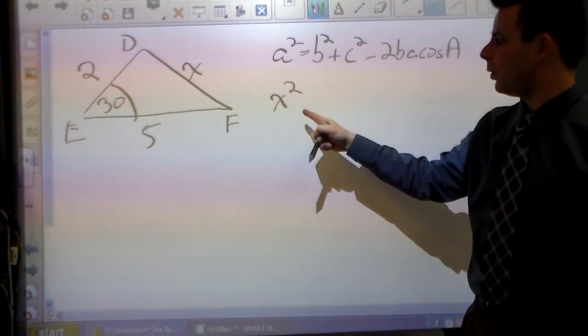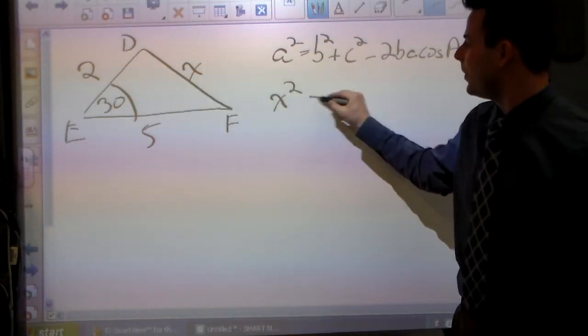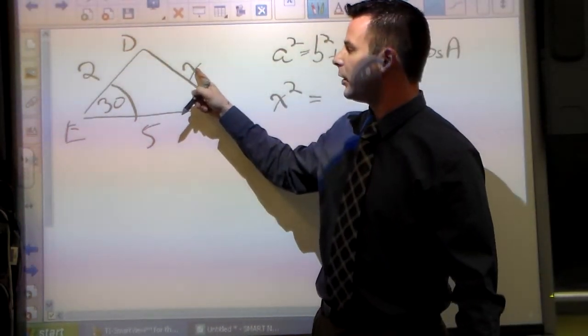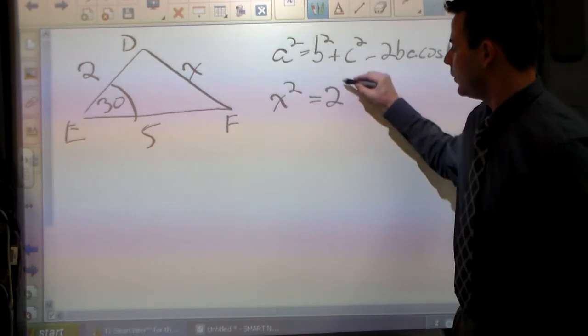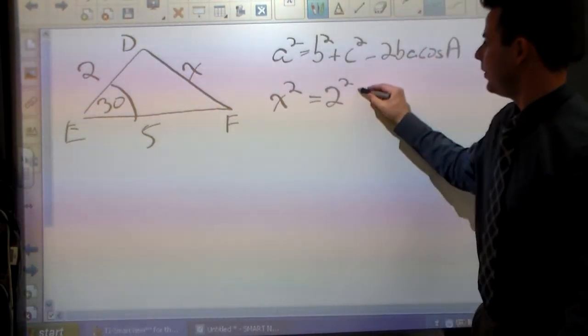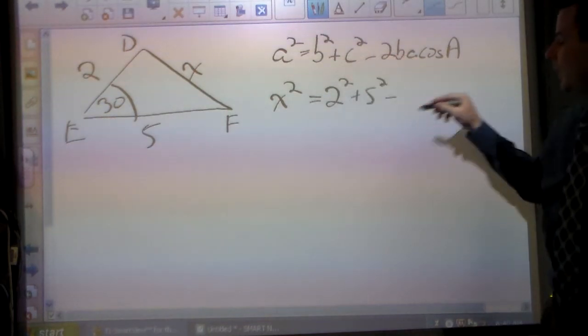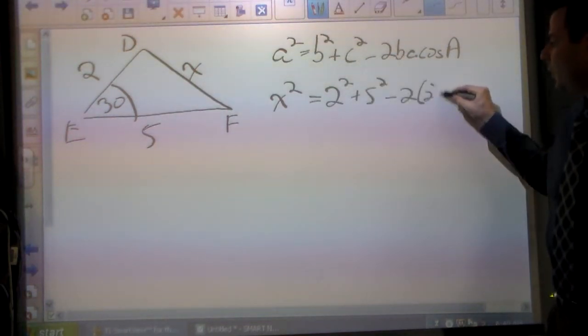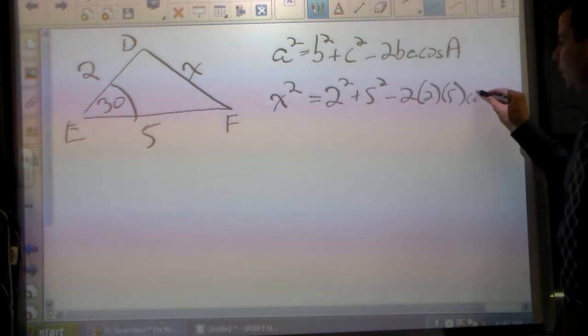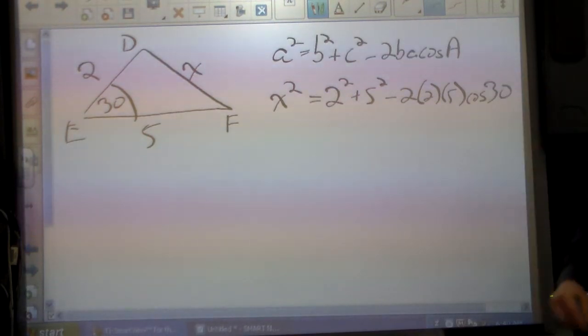So x squared equals. And then you have to think to yourself, all right, x squared equals, what sides are there? Well, there's a 2 squared. There's a 5, plus 5 squared, minus 2bc, 2 times 5 times cosine of 30.